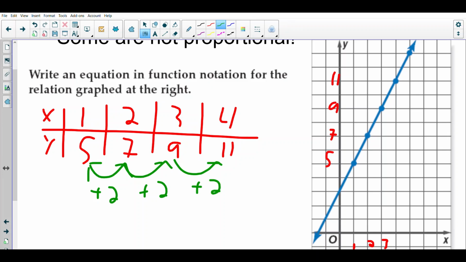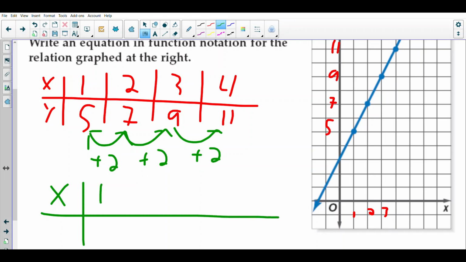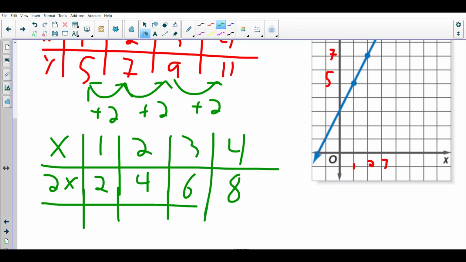So this implies that we're multiplying by 2. If I take x and just multiply by 2, I end up with 2, 4, 6, 8. But y is becoming 5, 7, 9, and 11.